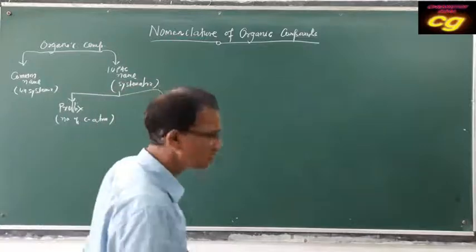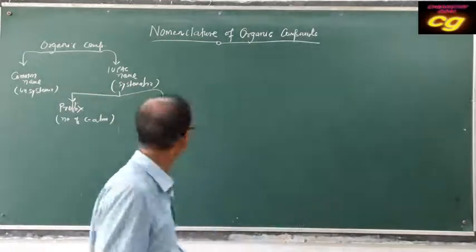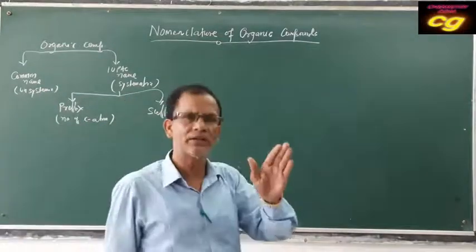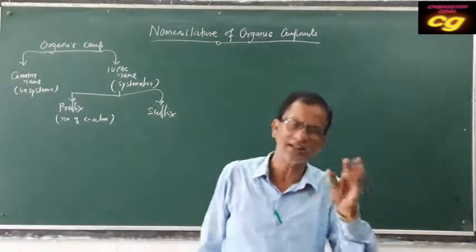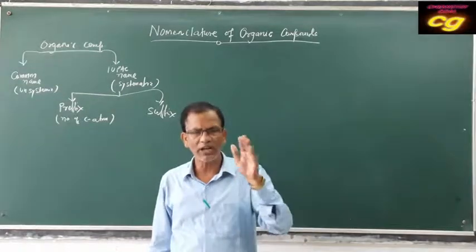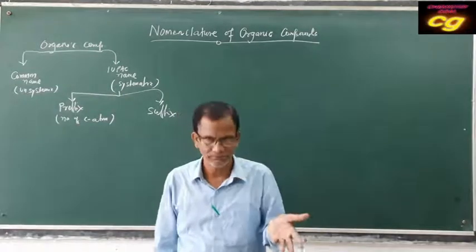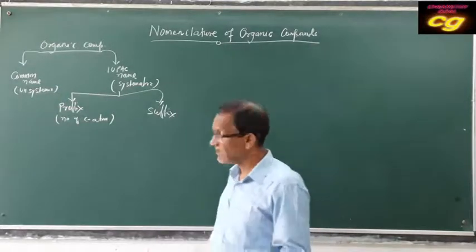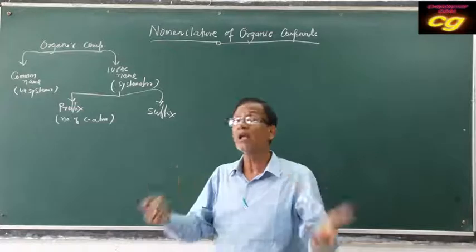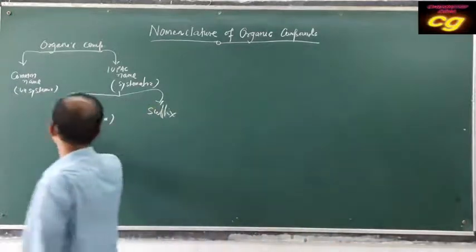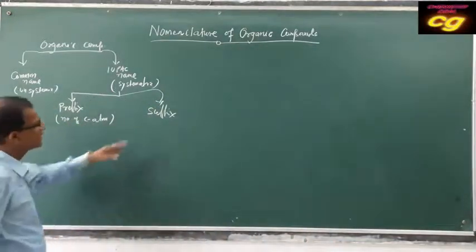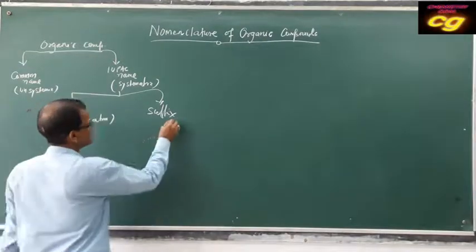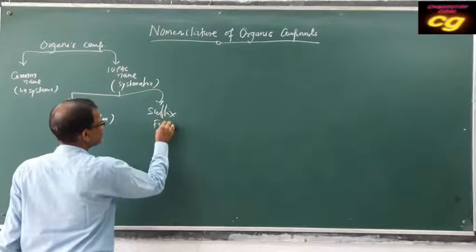If you see hydrocarbons, the hydrocarbon is the basic organic compound. Already I have told you in the last class that almost all organic compounds derive from hydrocarbons. Alkane, alkene, and alkyne derive from hydrocarbon, so that is why we have given more emphasis to hydrocarbons. The prefix depends on the number of carbon atoms, and the suffix mainly depends on the functional group.